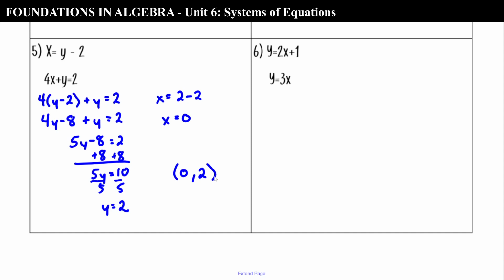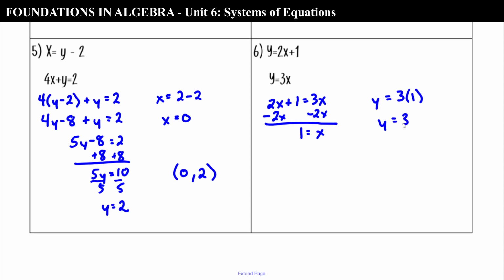All right, in our final example, we have y equals two things, so we can set them equal to each other. So we have 2x plus 1 is equal to 3x. Subtract 2x from each side, and you get x equals 1. So let's just plug that into the second one, because 3 times 1 is easy enough. That's just 3. So our answer is 1, 3.